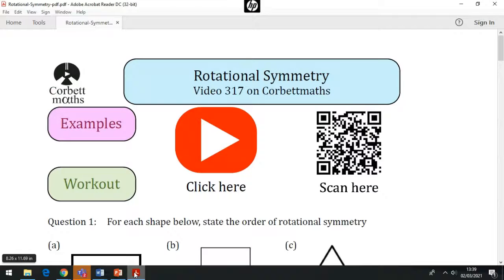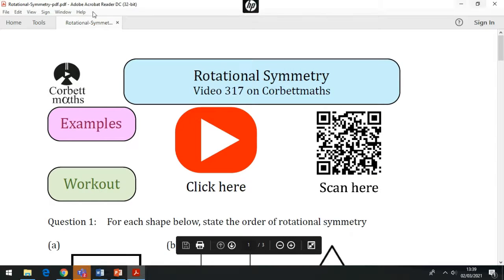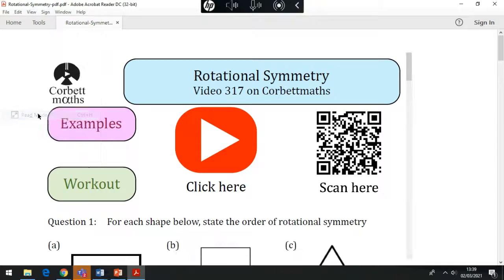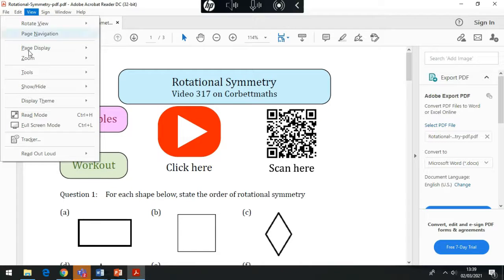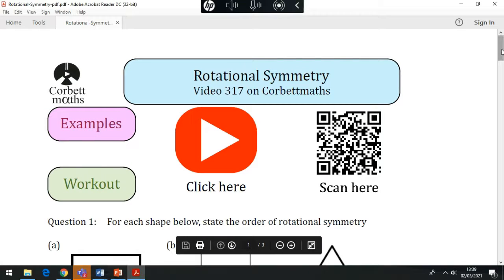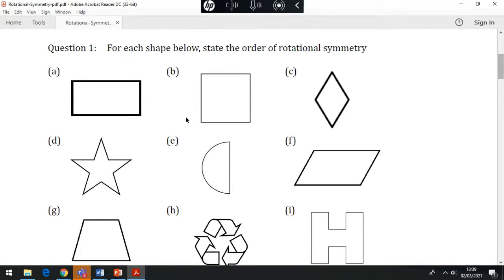So let me show you what the worksheet looks like. Okay, so this is the worksheet here, rotational symmetry. It's questions 1, 2 and 3. So for question 1, it says for each of these shapes below, state the order of rotational symmetry. So if you have some tracing paper, you can put it over the top and trace the shape, put a little dot in the corner, stick your pen or pencil in the middle of the shape and turn it round. See how many times you can turn that shape round so that it looks the same, so that it overlaps the original shape. Okay, so we've got some shapes here to try.